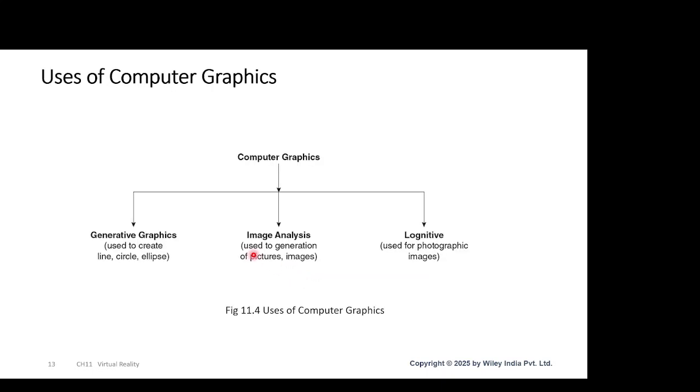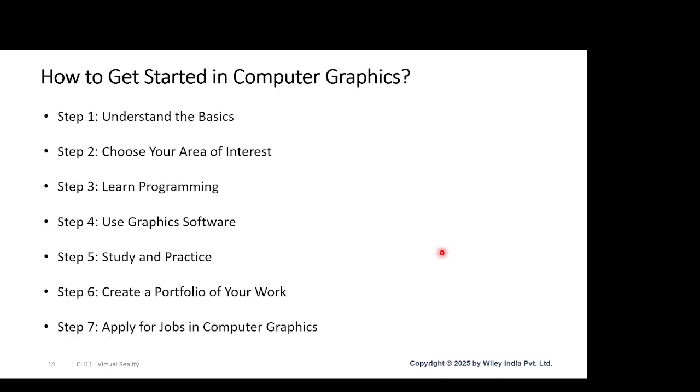So computer graphics can be generative graphics, image analysis, or cognitive. Generative graphics is used to create lines, circles, and ellipses. Image analysis is used for the generation of pictures or images. And cognitive is used for photographic images.